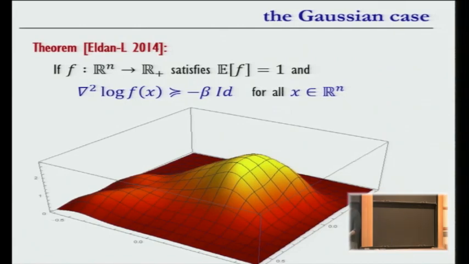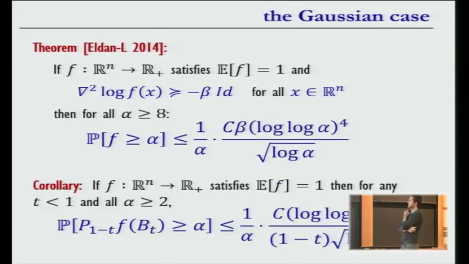So it just says that in every direction, this function f cannot be too thin. It has to be a little bit thick in every direction. Okay, so the claim is that a correlator of this is the Gaussian conjecture. So this follows, and the reason for this is actually very simple.